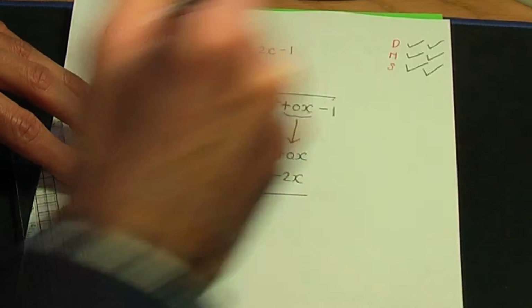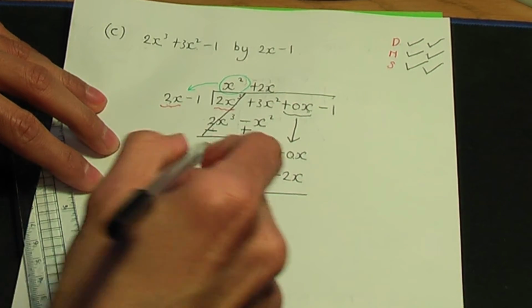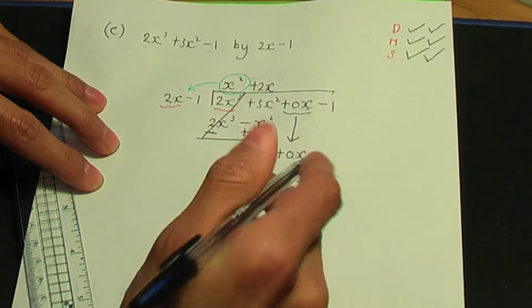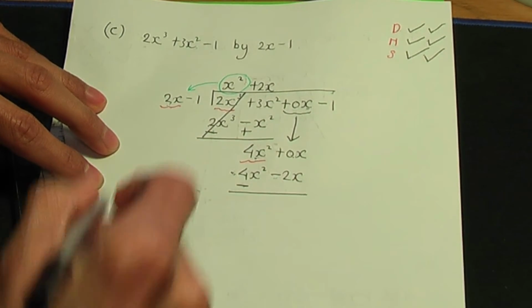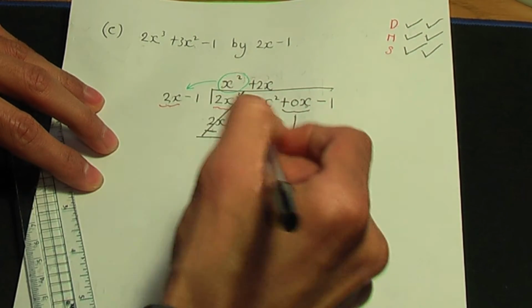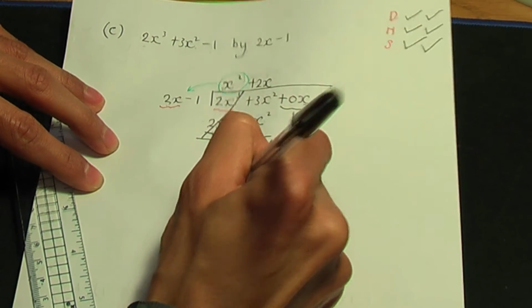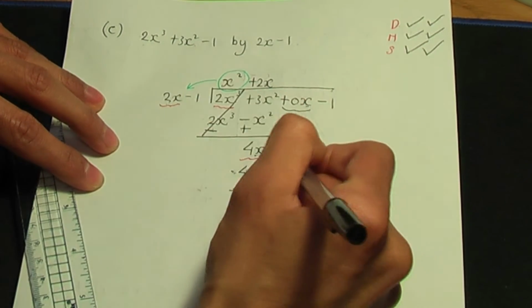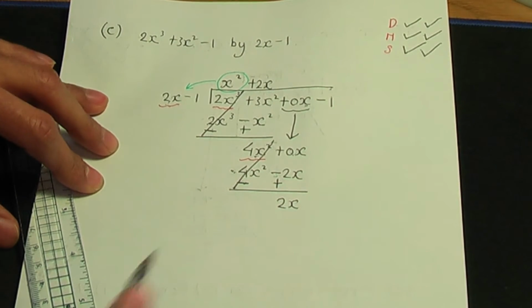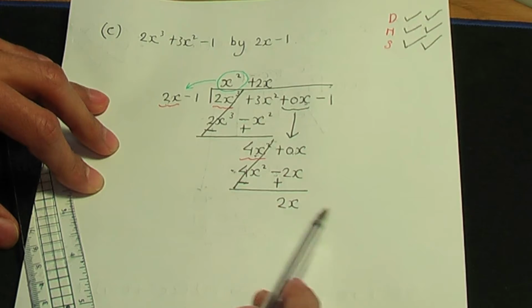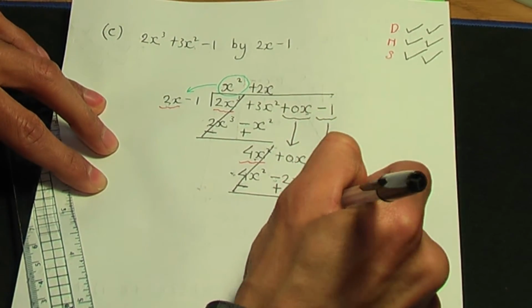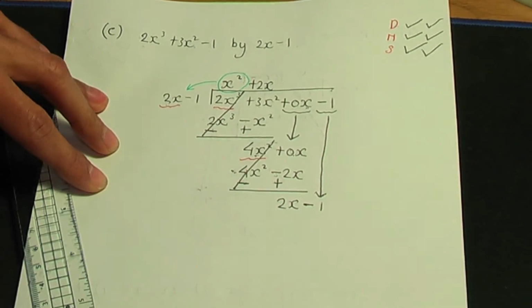Next operation is S, subtract. Subtract means for the bottom terms, reverse their signs. This plus reverses to minus. This minus reverses to plus. And when you add 4x squared minus 4x squared, these terms cancel. 0x plus 2x is 2x. Okay, so again, ideally you need two terms here. So I go to the next term above and bring that down with the sign. So I bring down the minus 1.